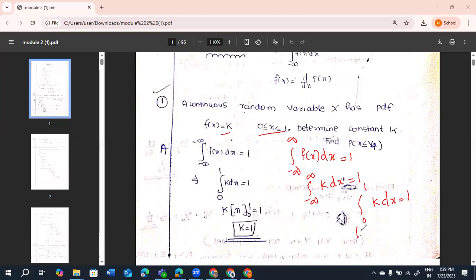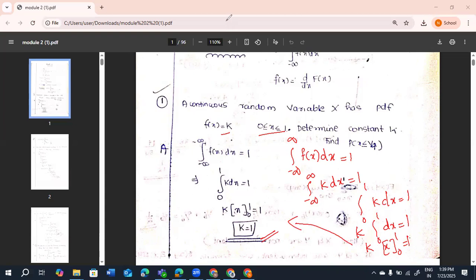K is a constant. You can take it outside. So integral 0 to 1 dx is equal to 1. Integral 0 to 1 dx is actually x. Okay. So 0 to 1, 1. So put the limit. So what you will be getting? K is equal to 1. So we got the value of k.